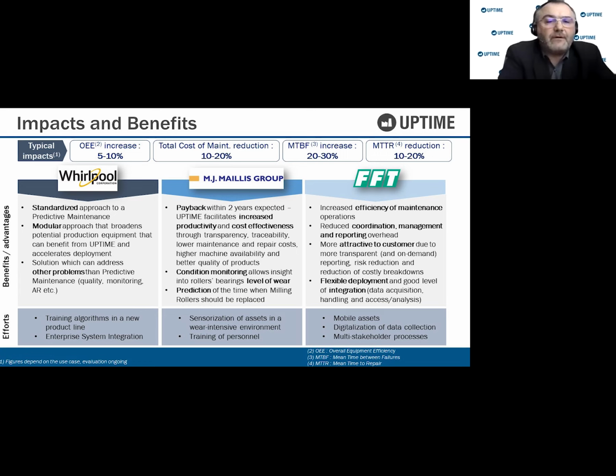We were looking for initial impacts of increase of overall equipment efficiency of up to 5 to 10%, reduction of the total cost of maintenance between 10 and 20%, mean time between failures increase of 20 to 30%, and mean time to repair increase of 10 to 20%. Now, most of that is still ongoing in evaluation.